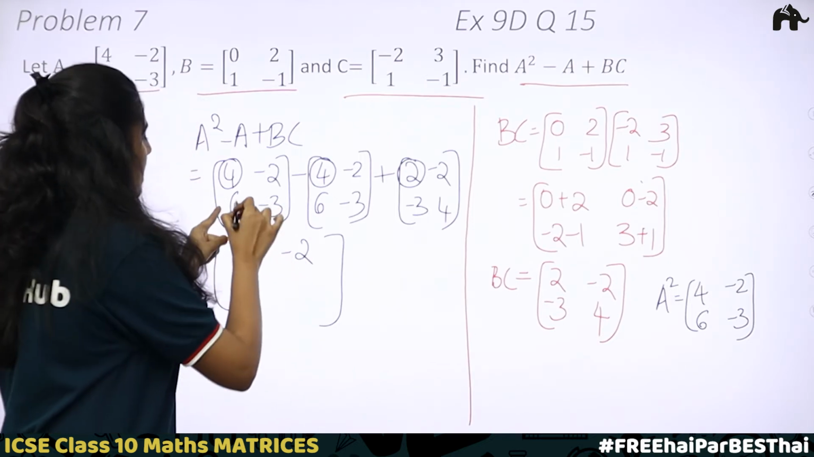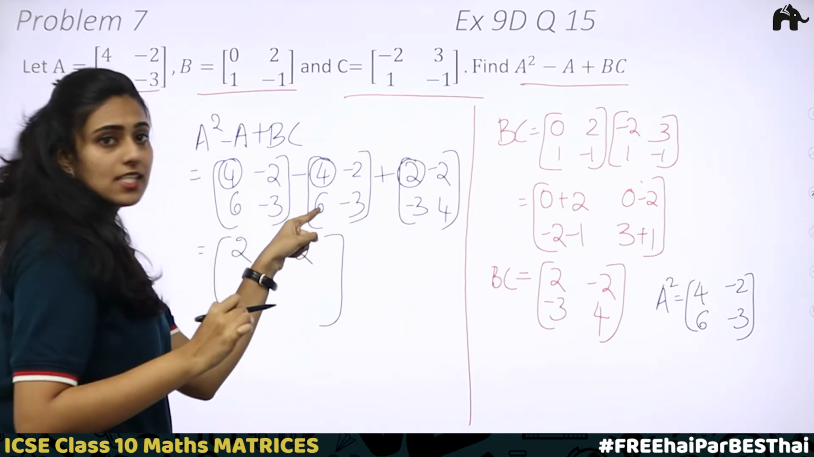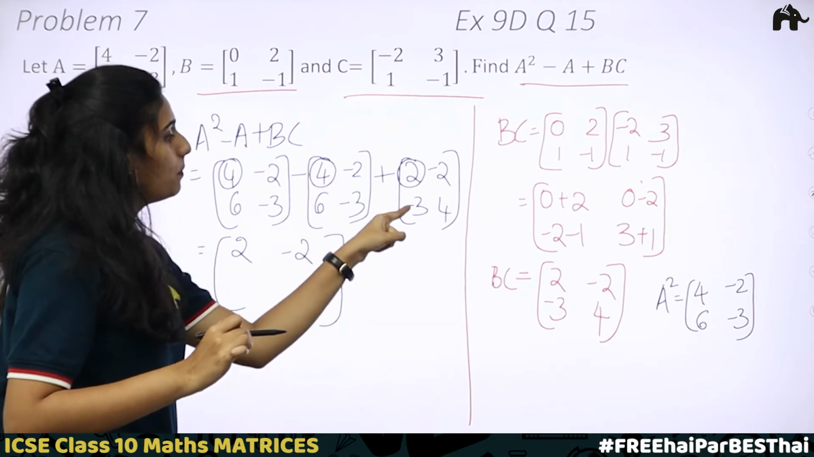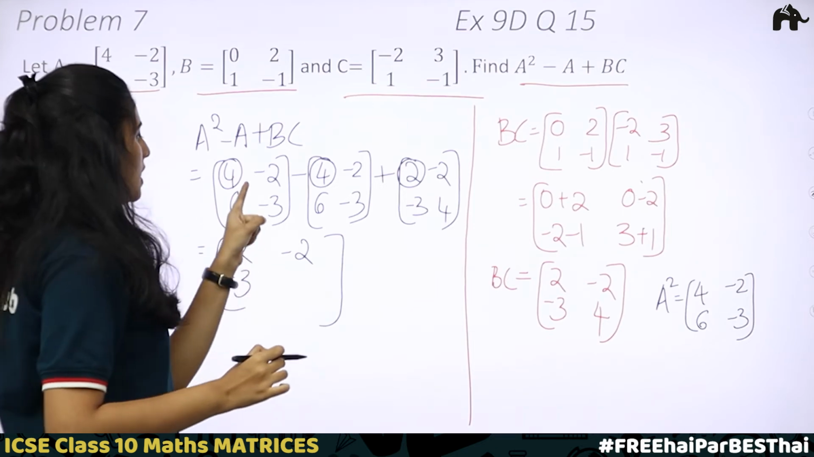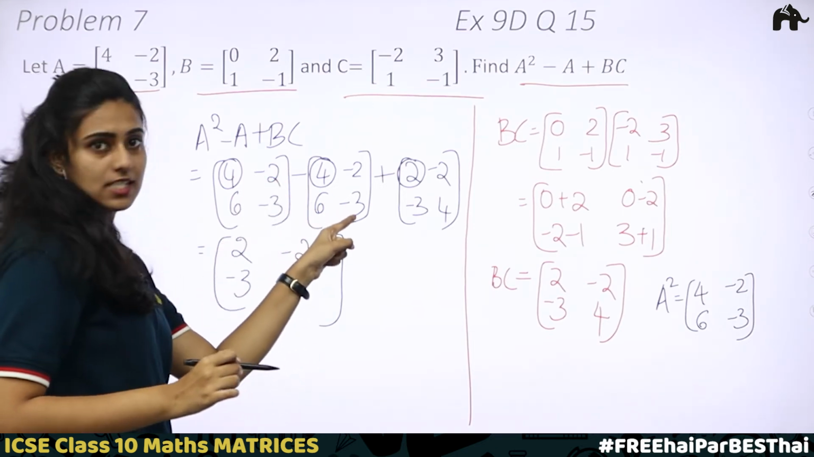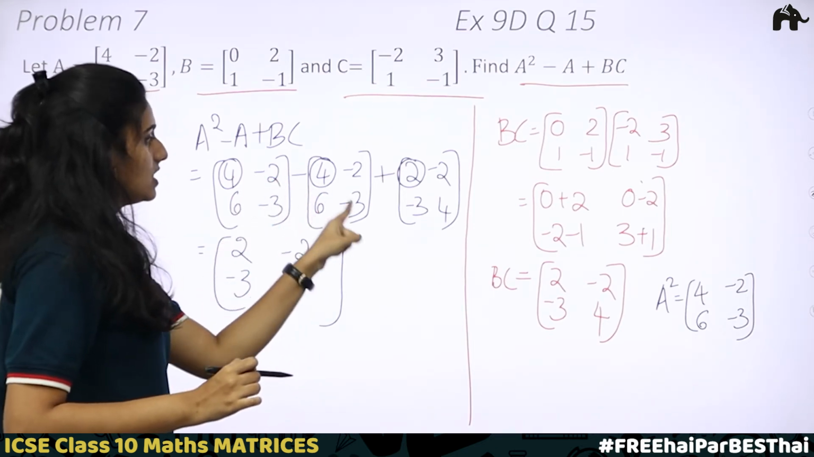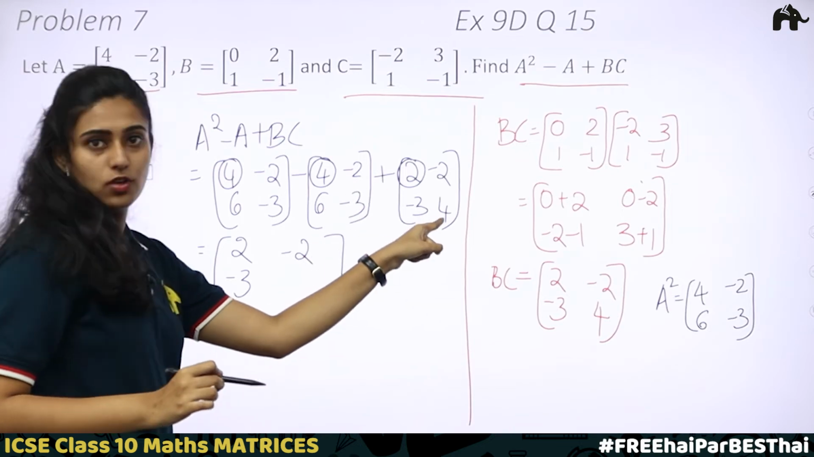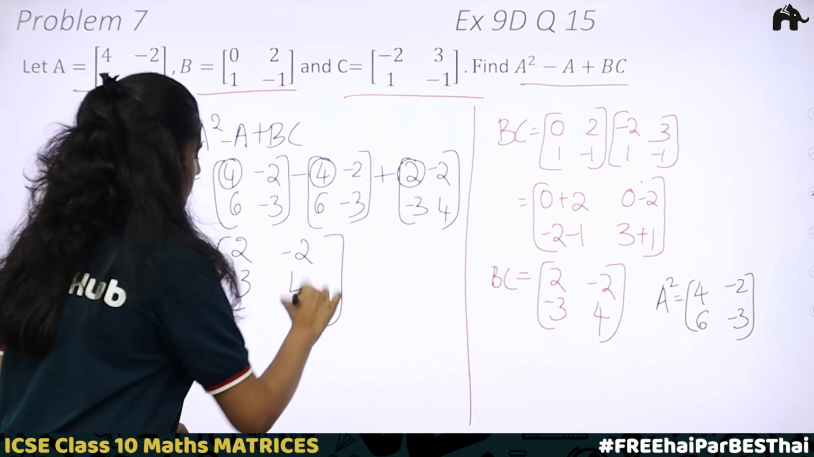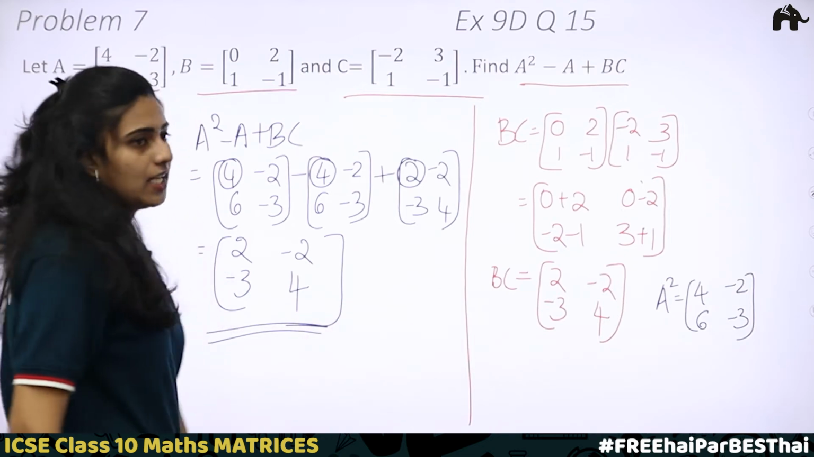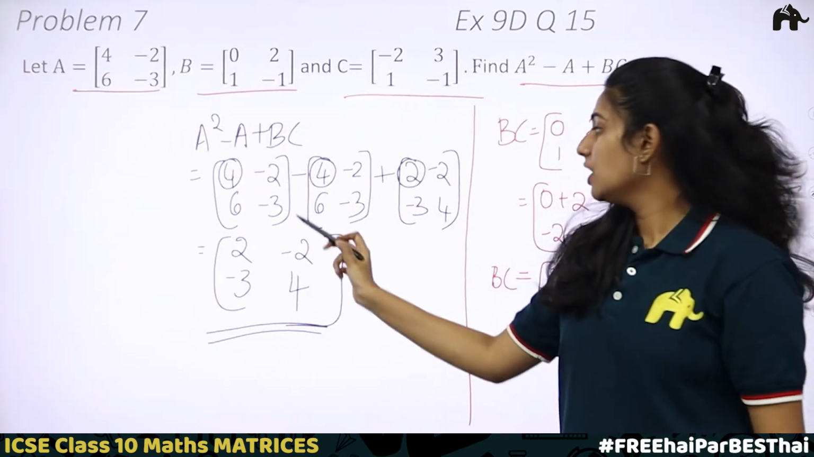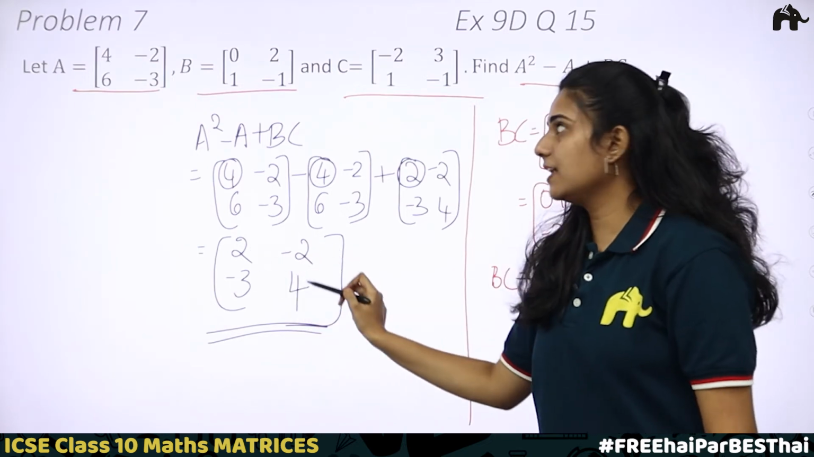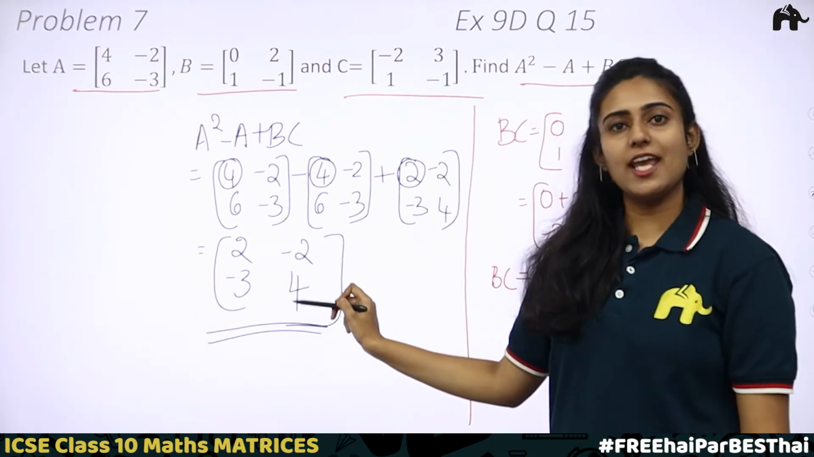Now the third element, here we have 6. 6 minus 6, 0. 0 plus minus 3, which is minus 3. Now the fourth element, minus 3 minus minus 3. Minus 3 plus 3, which is 0. 0 plus 4 is 4. So this is the required matrix, A square minus A plus BC. Got it? 2, minus 2, minus 3, 4. Let's move on to the next problem.